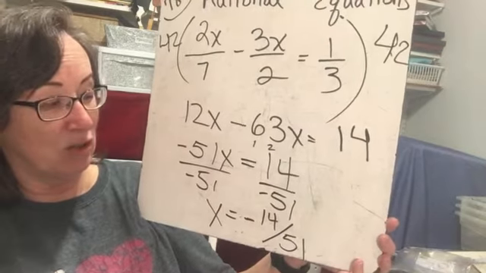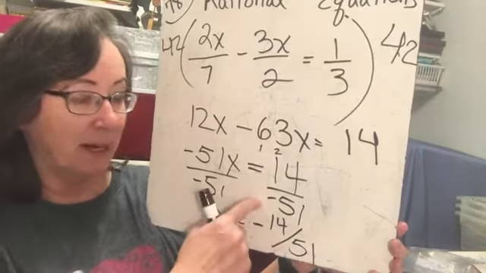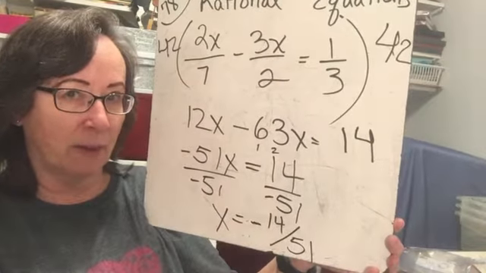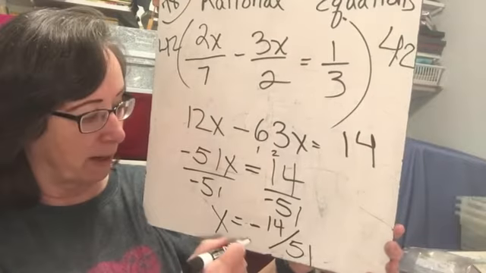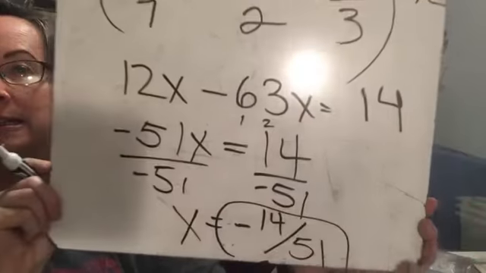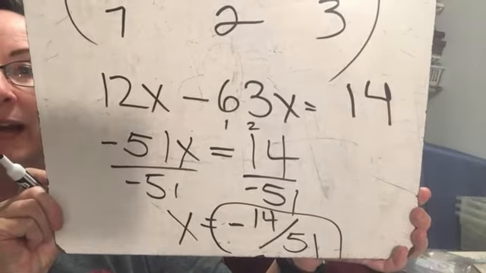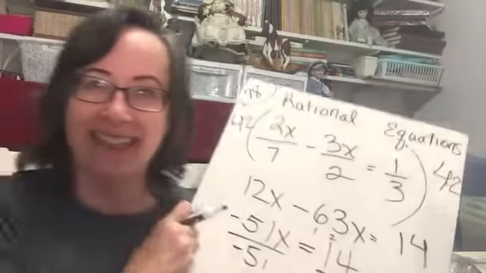I know that 14 is divisible by 2 and 7, but neither 2 nor 7 go into 51. So I know that one cannot be simplified any further. So there is the second example, and that is correct. See how easy these are?